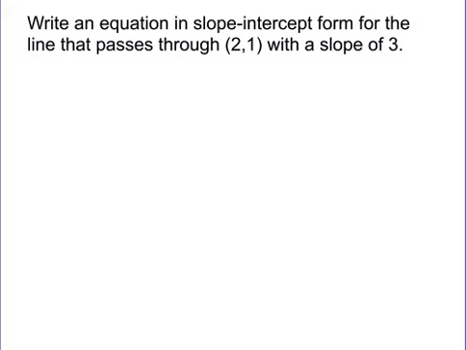So, writing an equation in slope-intercept form for the line that passes through point (2, 1) with a slope of 3. What is slope-intercept form of an equation? y equals mx plus b. Thank you. y equals mx plus b. So the two things that I need to have to write a slope-intercept equation are m and b. All right, what is given to me in this problem? Slope. So I know that m equals 3. I just need to figure out what b equals.